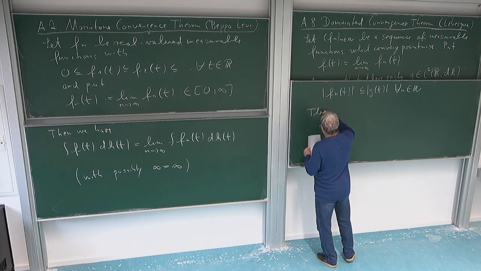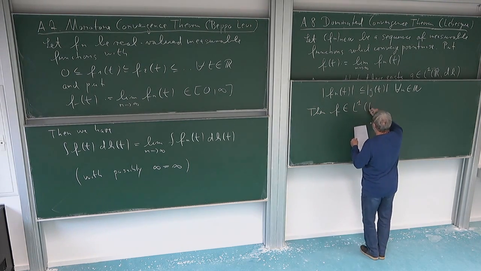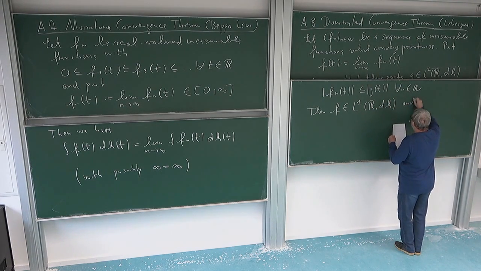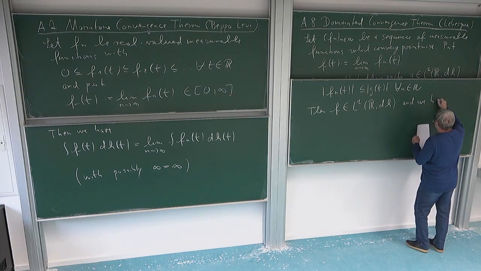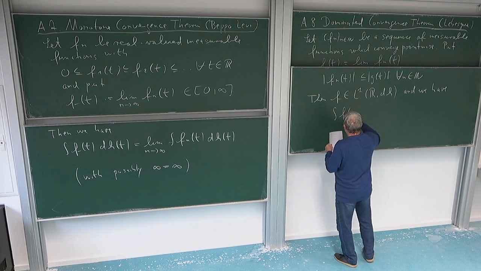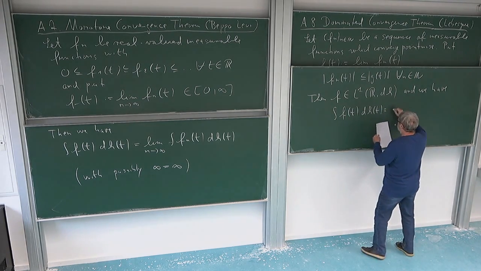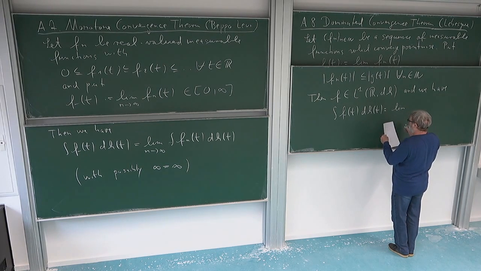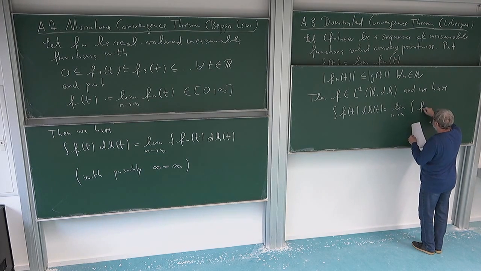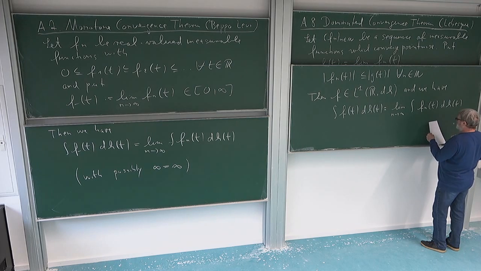So here is the statement. So f is integrable. f is in L1 of R with respect to dh, and we have what we really want, that the integral of f of t dh of t is the limit of the integral over the fn's. So the limit n going to infinity of the integral fn of t dh of t.